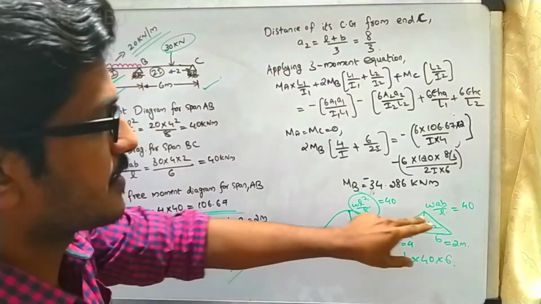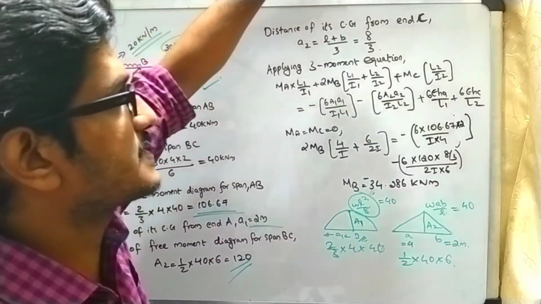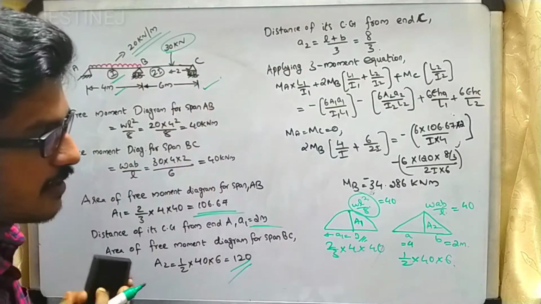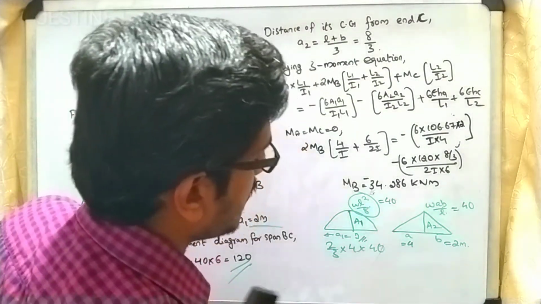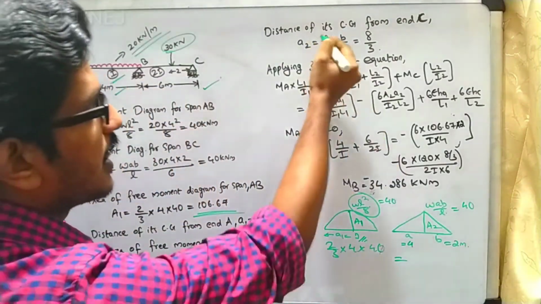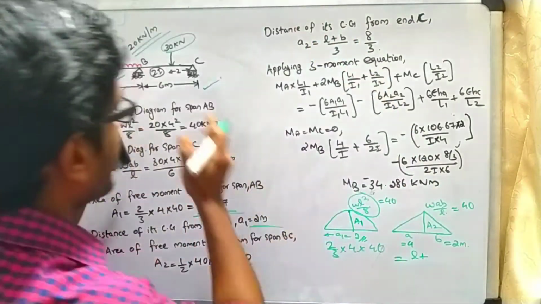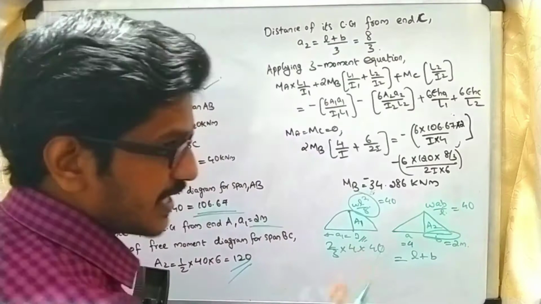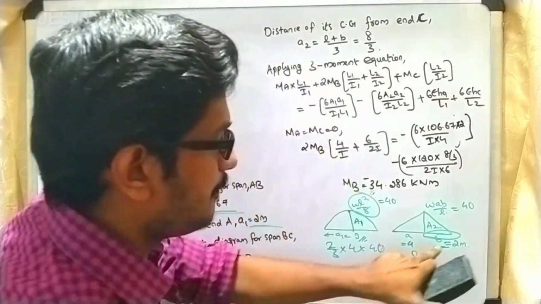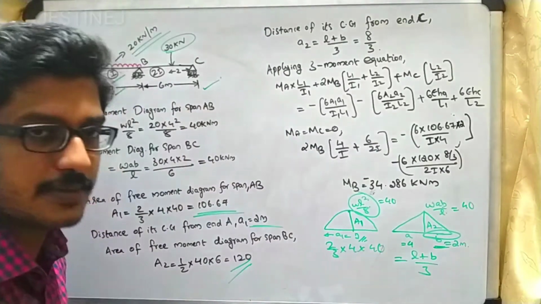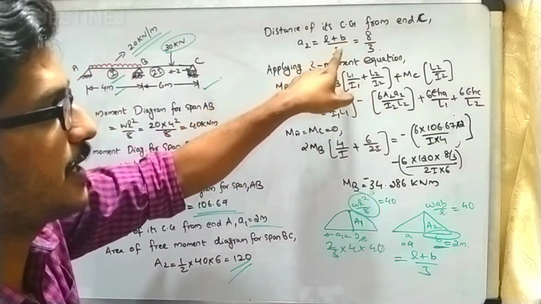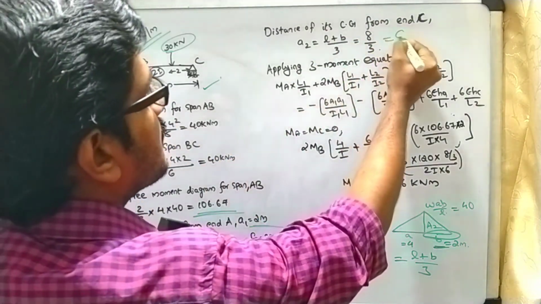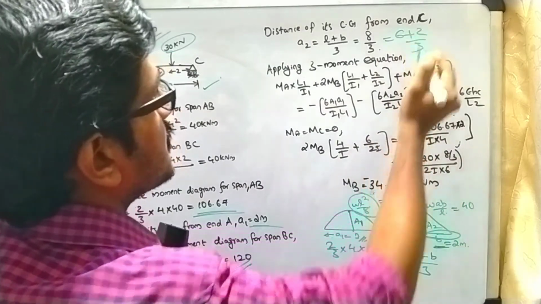Then the center of gravity distance, please check here. You have to calculate the center of gravity distance from the support C. How to do that? The general equation is L plus b by 3, so please note down this equation. Finally if you substitute the values, that is 6 plus 2 by 3, you will get 8 by 3.